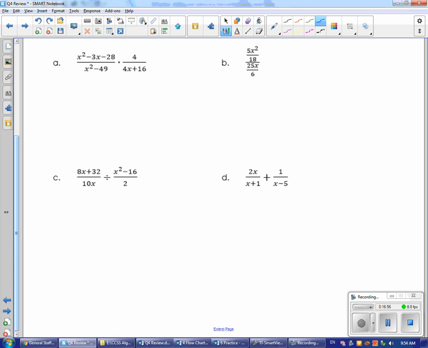The other thing with division is that you want to change it to a multiplication problem. And you'll notice that in part B and C, we're expressing division in 2 different ways. Let's go ahead and take a look at A. A is just straight up multiplication.